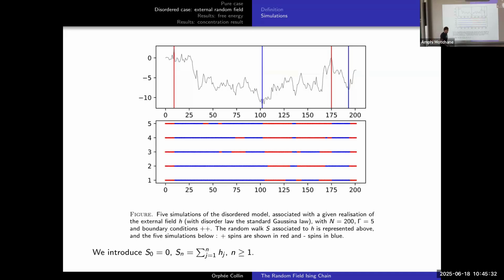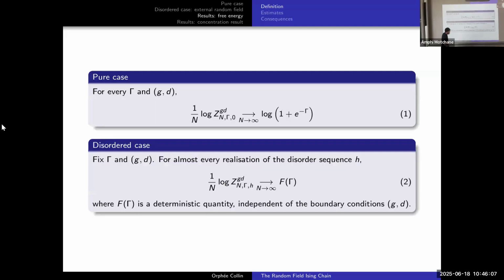And in the representation of S, I marked different positions by vertical lines, which we're going to talk about later. As you can see, the red ones correspond to high values, and the blue ones to low values of S. And it seems that the samples are somehow in accordance with these points. So we're going to see that in more detail with some theorems. But let us first talk about the free energy.